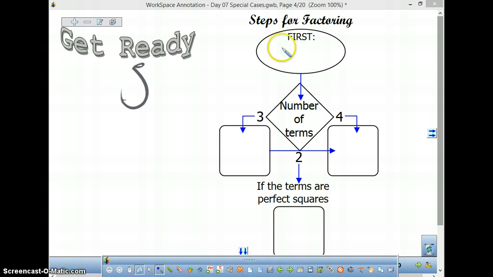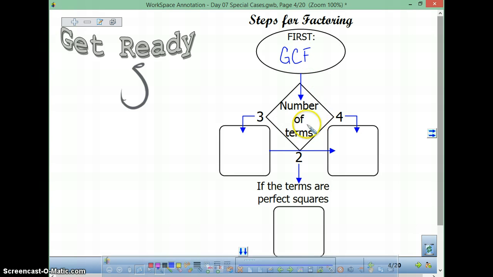Quick review. Steps for factoring. Always check your GCF first. Once you find your GCF, you look at what's left inside the parentheses. If there are 4 terms, you're going to use an area model. If there are 3 terms, you're going to use an X. Today, we're going to learn what goes in this square right here.